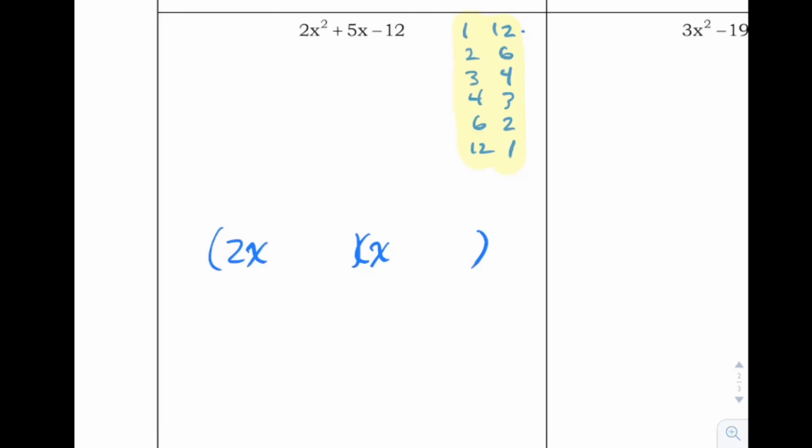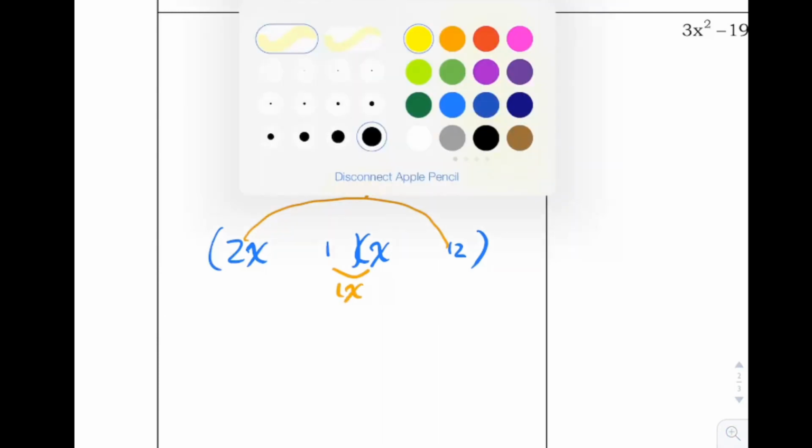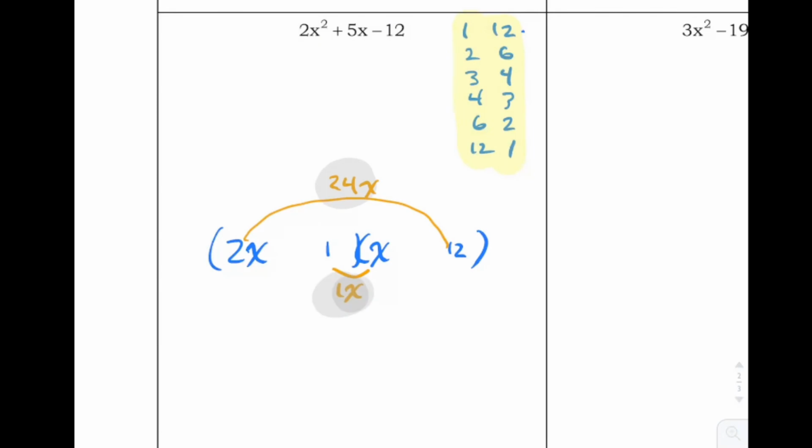Try the 1 and the 12. What we're looking for is whether the outer and inner products could possibly work. 2x times 12 is a 24x. 1 times x is a 1x. Is there any way on the planet that we could do a 24x and add a 1x somehow to get a 5? There's no way on the planet. It doesn't work, even with an expensive calculator. It will not work. And so what that means is that I can actually cross this off. I know it's not going to work.